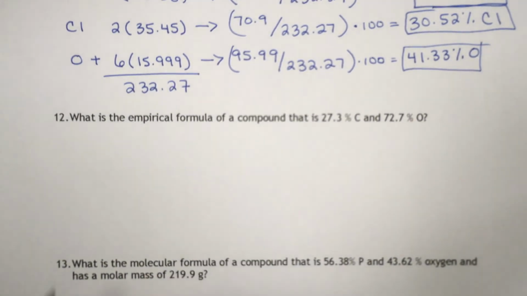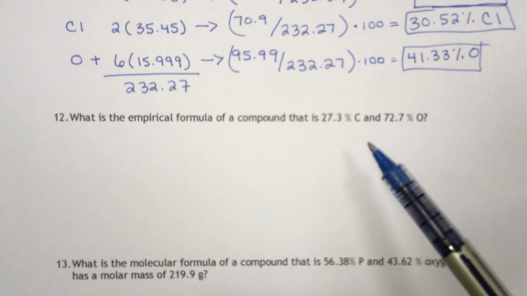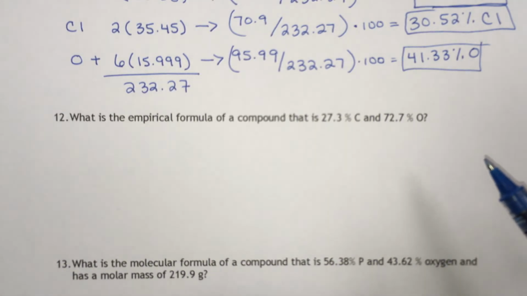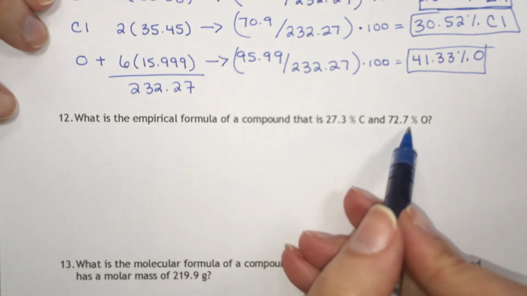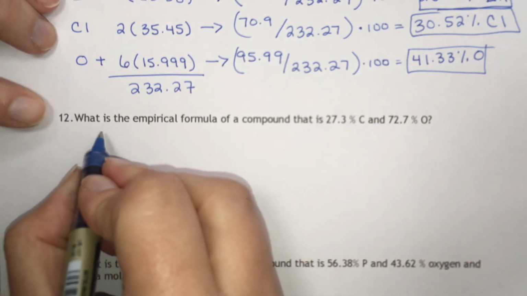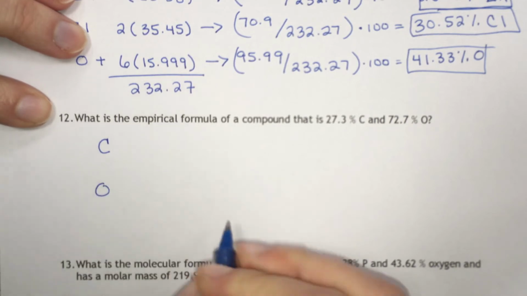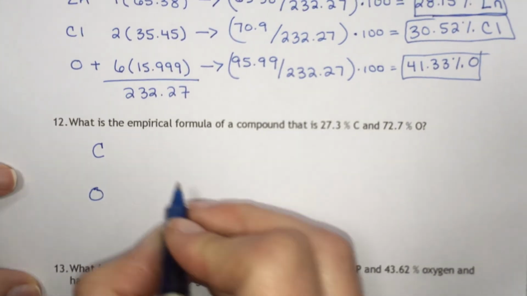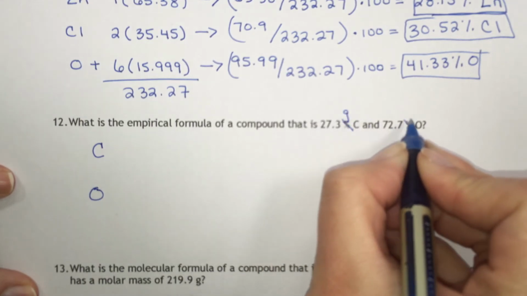Okay. Next, what is the empirical formula of a compound that is, so they're giving us a percentage and we're trying to find out the empirical formula. So what we do is we assume 100 grams. So if we assume 100 grams, we can just convert these to grams. So we have carbon and oxygen. Okay, so I'm just going to go ahead and convert this to grams.